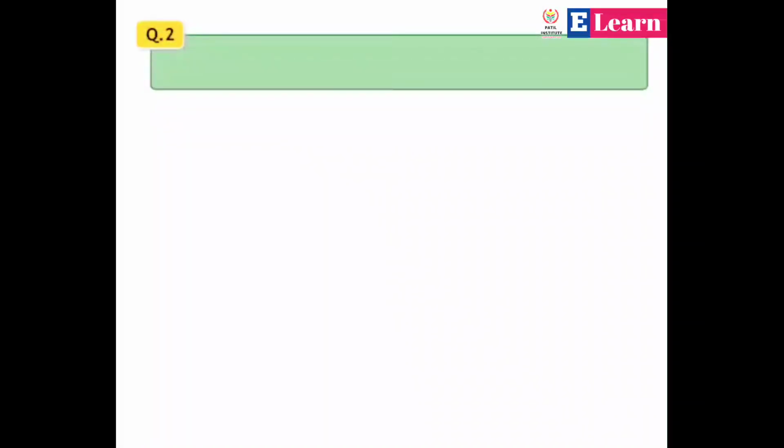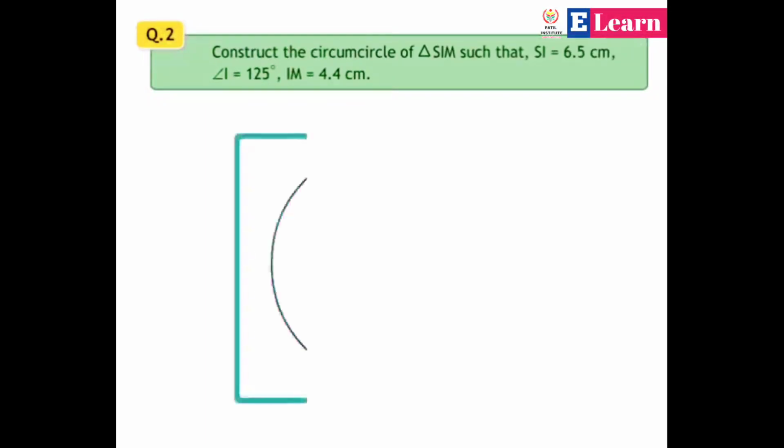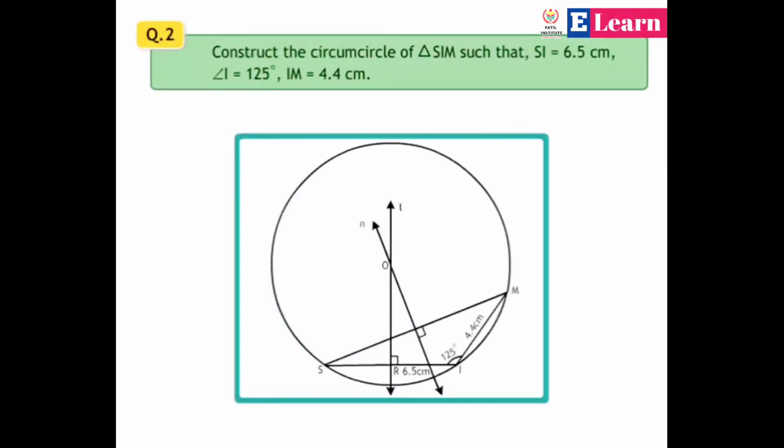Question 2. Construct the circumcircle of triangle SIM such that SI is equal to 6.5 centimeters, angle I is equal to 125 degrees, IM is equal to 4.4 centimeters.